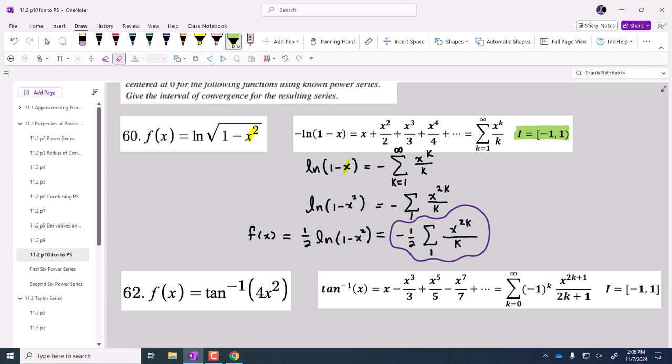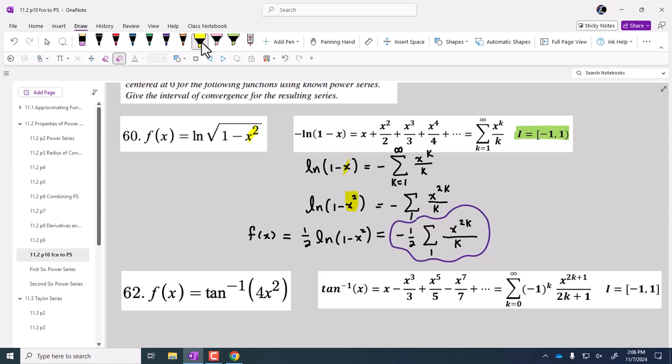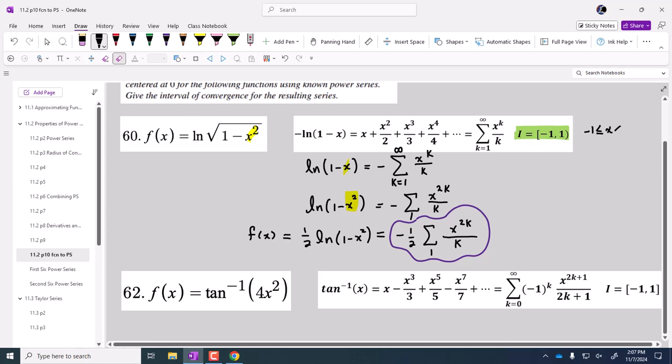But what does affect the interval of convergence is this thing. We replaced x with x squared, and so this may or may not, but we definitely have to check. And so here's how we've been doing it. Up here, this says that -1 is less than or equal to x is less than 1. So we replaced this x on the inside with x squared, so that means that we're going to come over to our interval of convergence and do the same thing. Replace this x with x squared and then solve that.